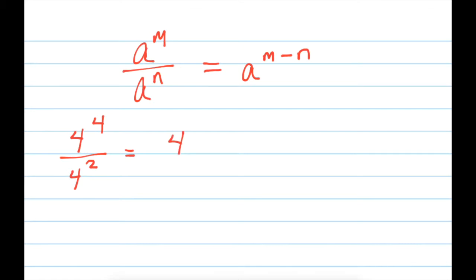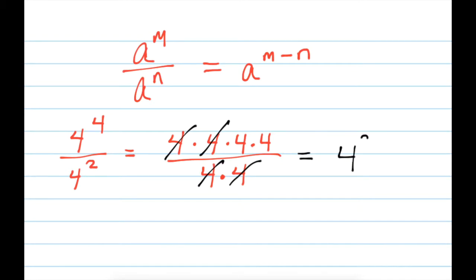The reason is because 4 to the fourth is 4 times 4 times 4 times 4, and 4 squared is 4 times 4. And I know that when I have common factors in the numerator and the denominator, I can cancel them out, leaving me with just 2 4s on top. This is called the quotient of powers property. Again, the name isn't so important as much as remembering what to do when you have this setup.